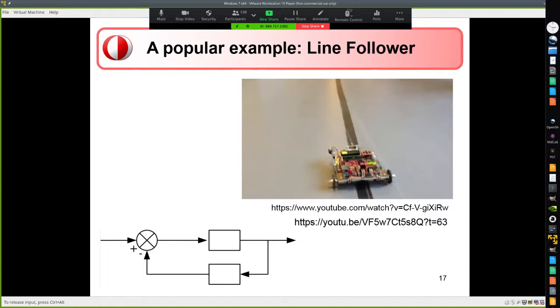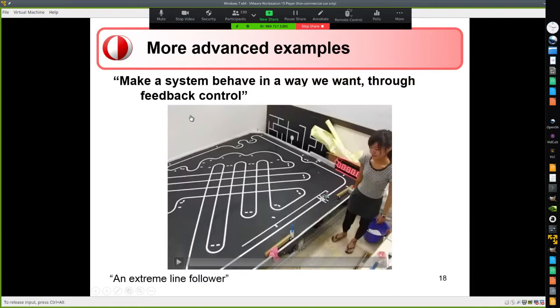Now if this is done in a proper way, it's going to look like something I'm going to show you on the next slide. Here's an example over here. I'm going to play it for you. This is from a competition of line following robots. And it's a pretty high performance competition.